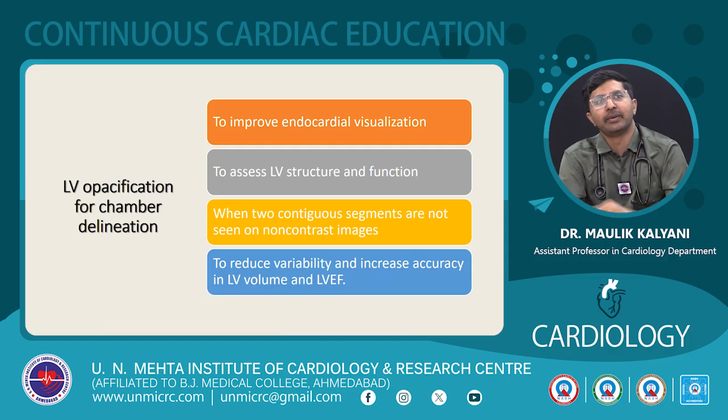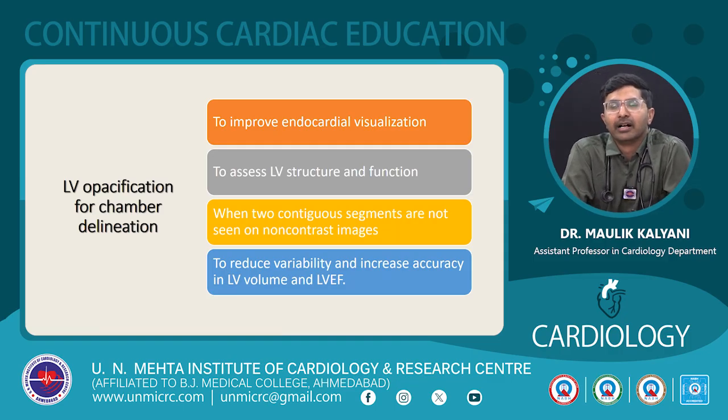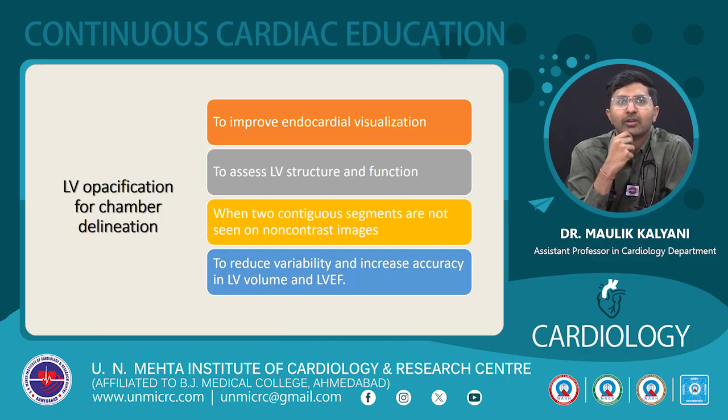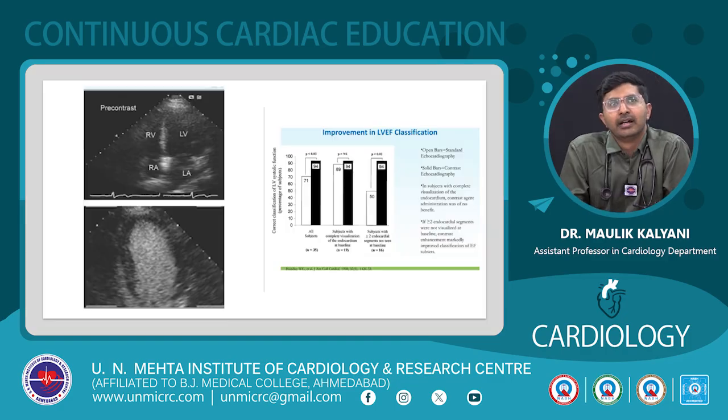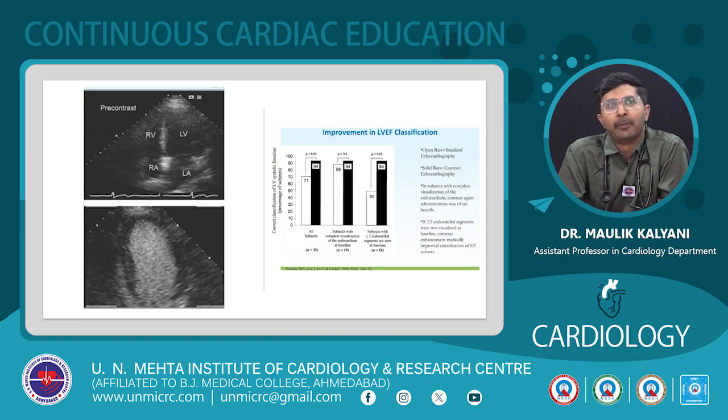Next is LV opacification for chamber delineation. We can delineate the endocardial border and also rule out any clot. We require this when two continuous segments are not seen in non-contrast images. As seen in the upper right image, the apex and the lateral wall of the ventricle are not well visualized, which will result in a false estimation of the ejection fraction by the Simpson method.